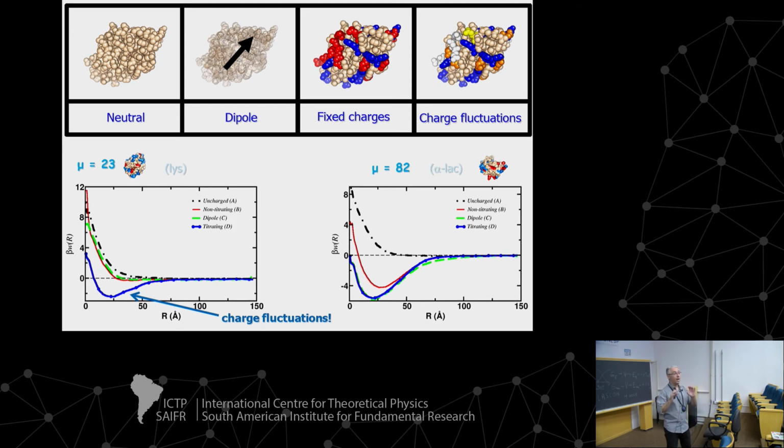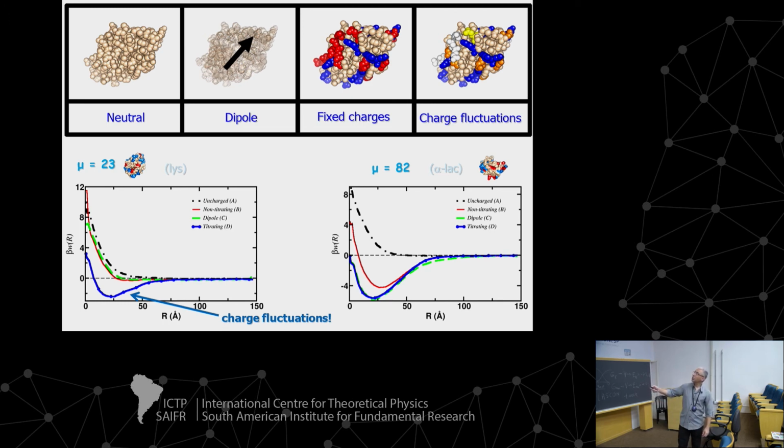Remember that in the model, I only have charges. There is no van der Waals. So the only thing that can give me attraction is if something happens with my charge or my charge fluctuation. So let's test lysozyme. You can see that there are 4 plots here.